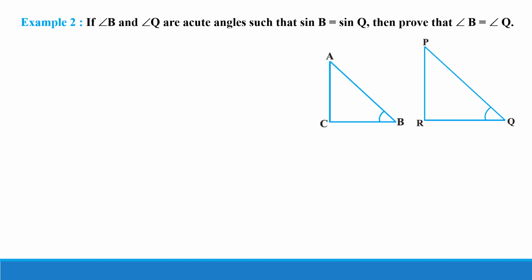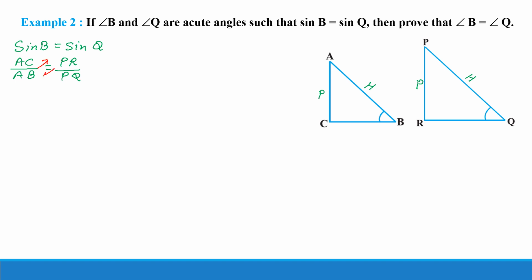First of all, we will write the value of sine B and sine Q. We know that sine theta is the ratio of perpendicular and hypotenuse. For triangle ABC, since angle B is considered, AC will be the perpendicular and AB will act as the hypotenuse. In the same way for triangle PQR, angle Q is considered, so PR will be the perpendicular and PQ will be the hypotenuse. So sine B is AC upon AB, and sine Q will be equal to PR upon PQ.